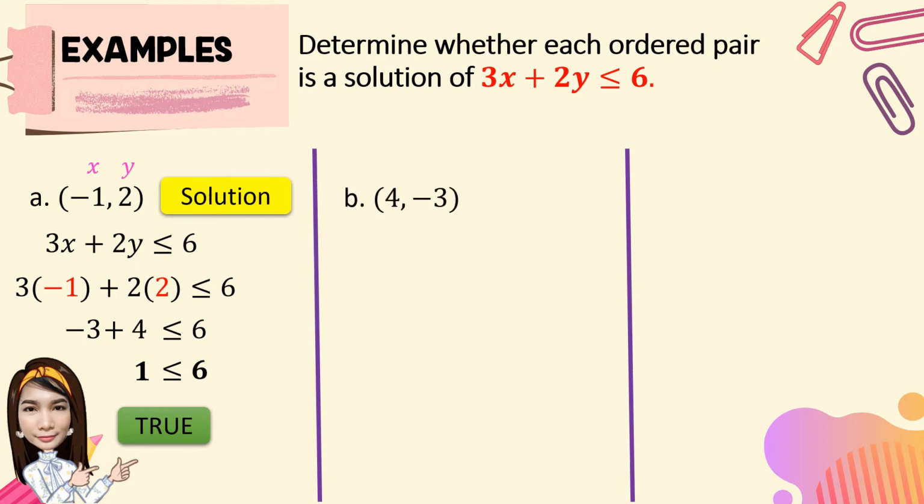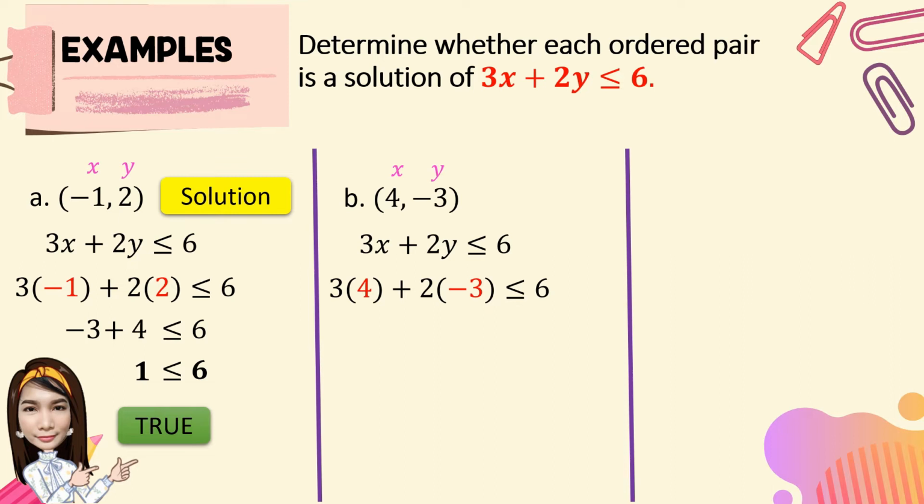Next, for letter B, we have (4, -3). First, we're going to label x is +4, y is -3. Then write the linear inequality 3x + 2y ≤ 6. Then apply substitution. We're going to replace the values of x and y. So we have 3 times the value of x, which is 4, plus 2 times the value of y, which is -3, is less than or equal to 6.